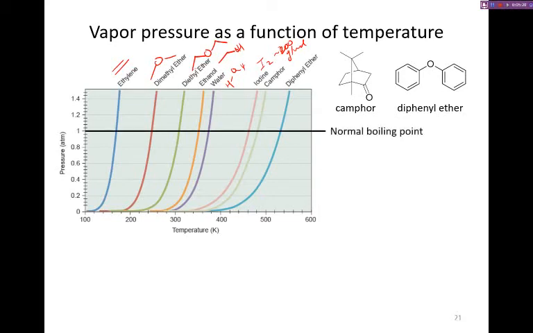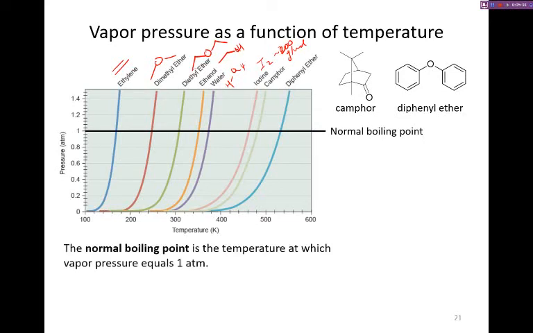This line is what we call the normal boiling point. And the normal boiling point is the temperature at which the vapor pressure equals 1 atmosphere. Okay? A substance is said to boil when the vapor pressure equals the ambient pressure.